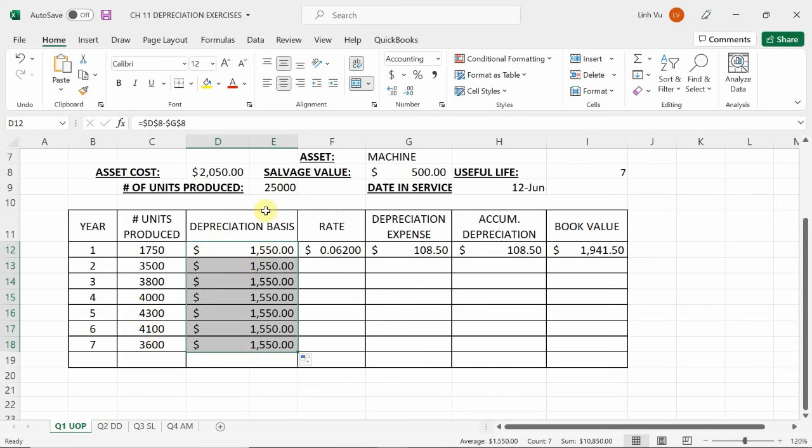What about my per unit rate? The same. That's also going to be the same because the formula is still the same. It's going to be your depreciation basis divided by the total number of units it can produce. So in this case, you're going to also copy and paste down there. That's going to be 6.2 cents. Okay. Now the only difference here is we have a fluctuation between the number of units that I produced that year.